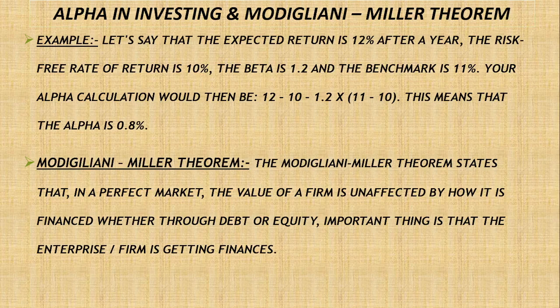Your alpha calculation would then be 12 minus 10 minus 1.2 multiplied by (11 minus 10). This means that the alpha is 0.8%.